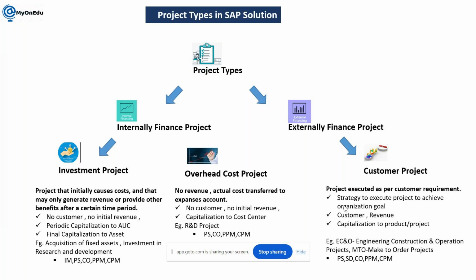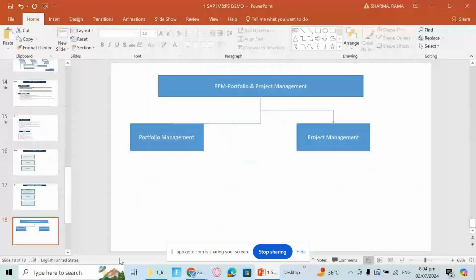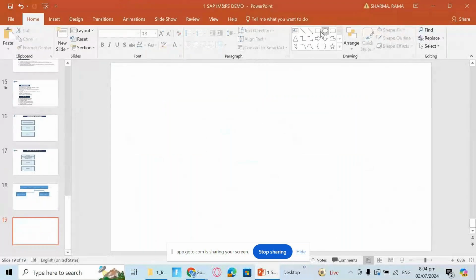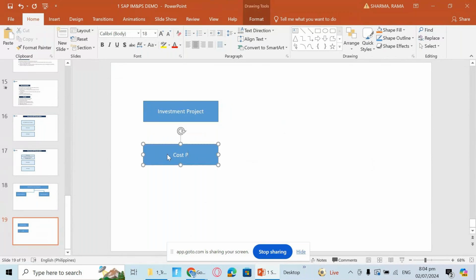So here in this example, we are having three types of project. Let us be interactive here. First, we are having investment project. Second, we are having cost project. Third, we are having customer project. These are the major project types, and all the scenarios in any kind of projects will be managed by these three different types of projects.